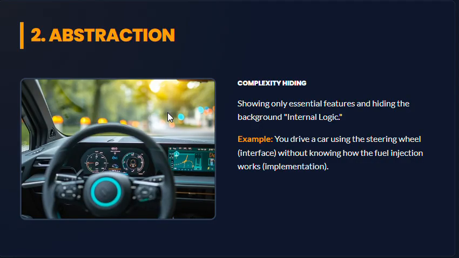The second pillar is abstraction, which is all about managing complexity. Think of a car dashboard. To drive, you need to see the steering wheel, the brakes, and the speedometer. You don't need to see the fuel injection process or the pistons moving. The complex logic is hidden. In object oriented programming, abstraction allows us to show only what needs to be seen, making the system much easier to interact with.